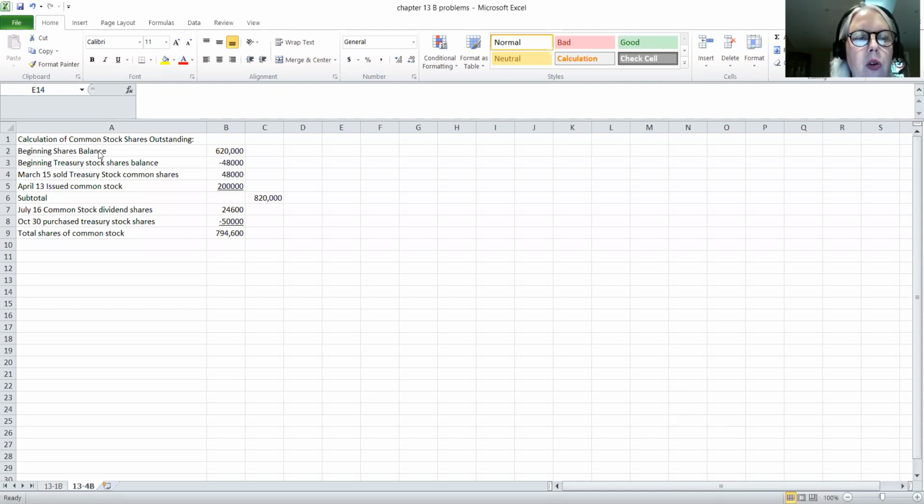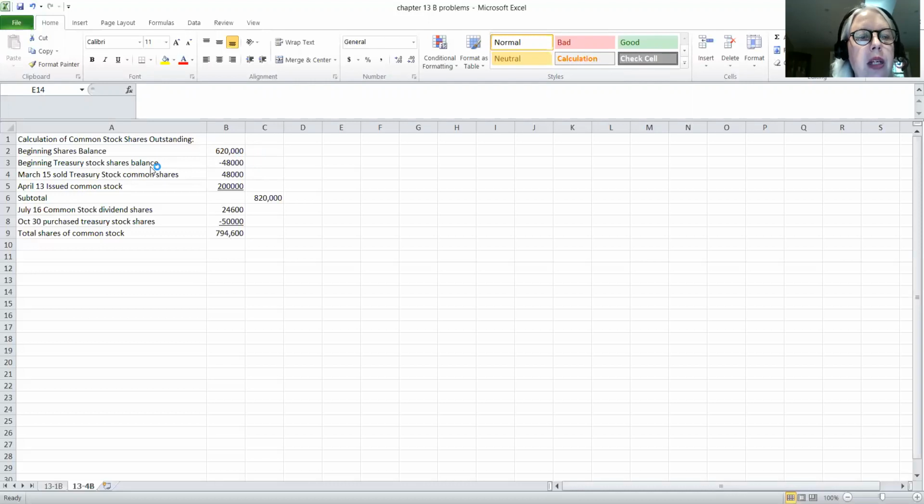And so what we're going to do is we're going to calculate the number of shares that would be in this common stock dividend, which happens on July the 16th. Before we can do that, we need to know what the beginning shares balance was. This is a given amount. In your information for the problem in Cengage, they started out with a beginning balance in common stock of 620,000 shares.